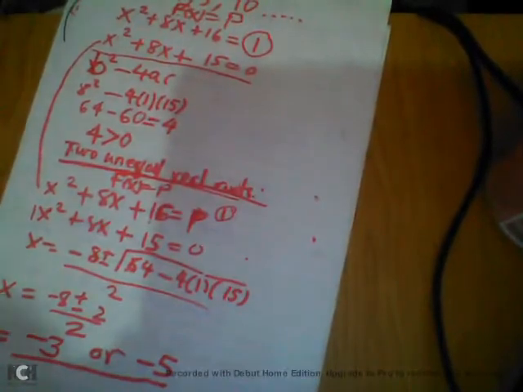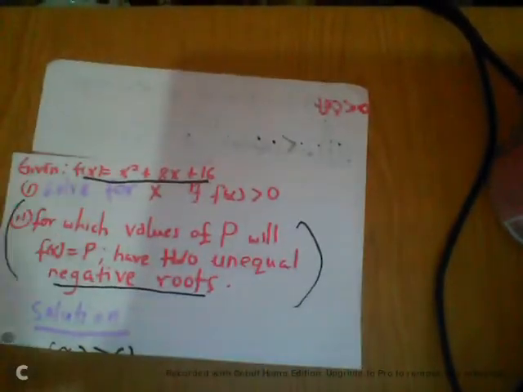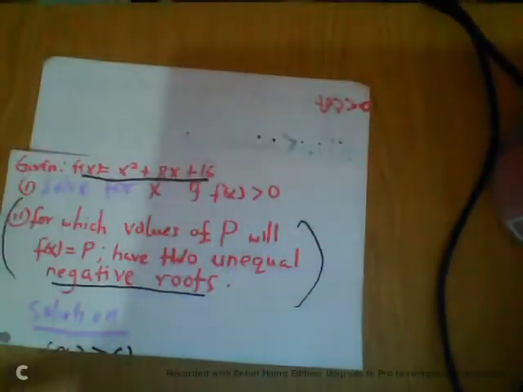So you see, for the question, how did it say here? It said for which value of p have 2 unequal negative roots. And we have proved here negative 3 and negative 5, but only when this p is greater than 0, and we have shown from previous lines.